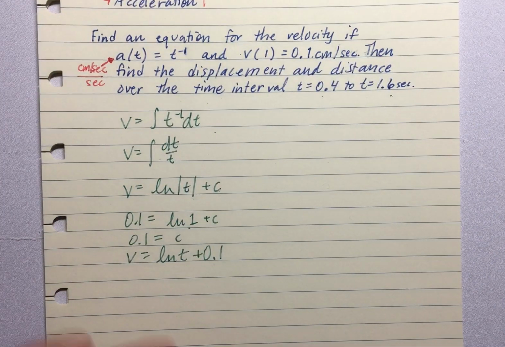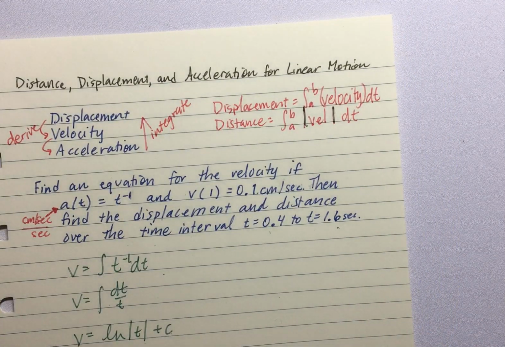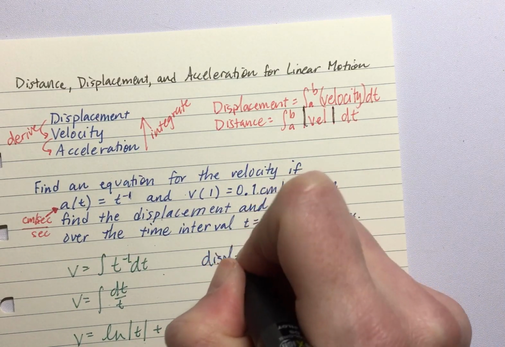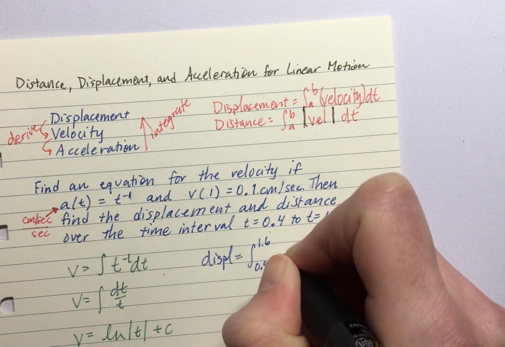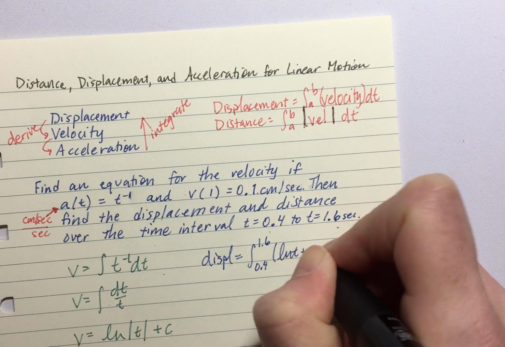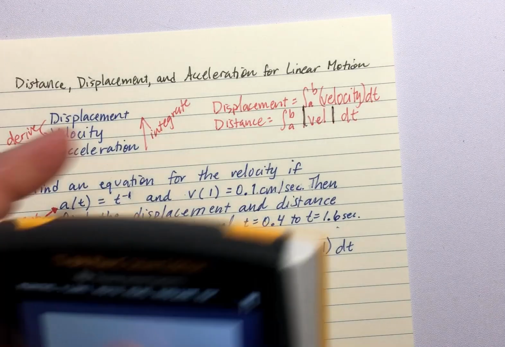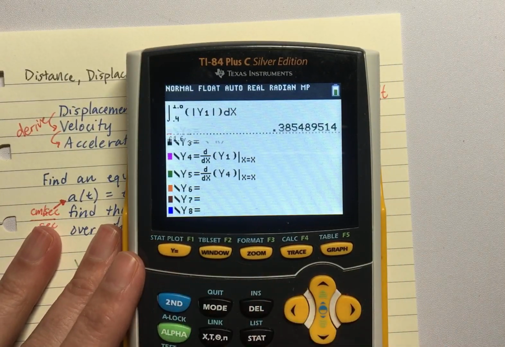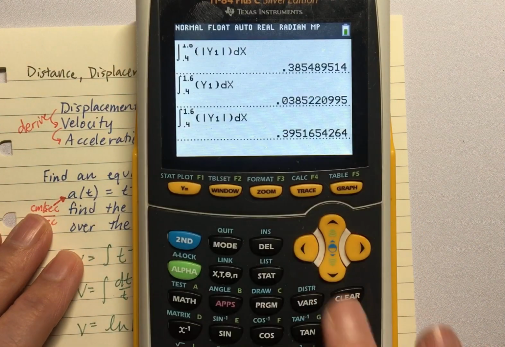So to find our displacement, remember we just integrate from point A to point B. So displacement is going to be the integral from 0.4 to 1.6 of natural log of t plus 0.1 dt. Right now I already have this equation in my y1. And remember, this is not something we can integrate by hand because we don't yet know what has a derivative of natural log t. So we're going to do this on the calculator.